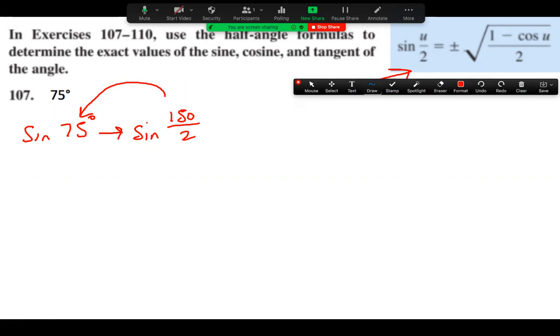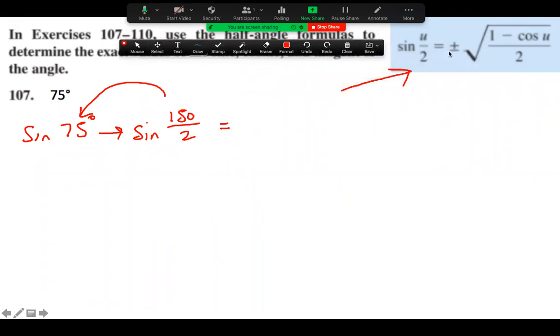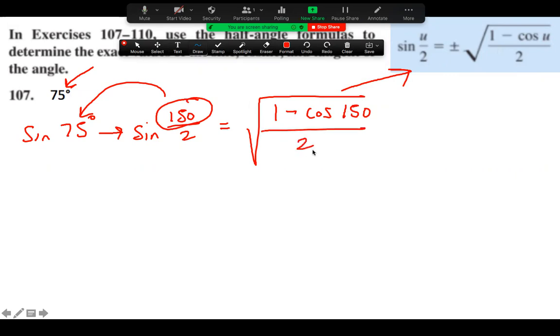All right, and I lost my mouse again. This is just lovely how this works. All right, so since we're working with sine here, we're going to use the formula. It says plus or minus. Well, 75 degrees is in quadrant 1. Everything in quadrant 1 is positive, so we don't need the minus. So we just need the square root of 1 minus cosine of u, which is 150, over 2. Okay? That is the formula.